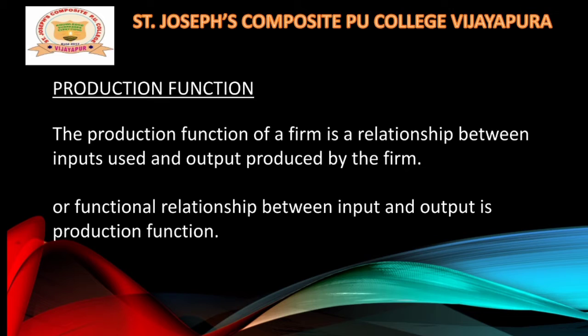The firm needs to produce output by using inputs, right? So what is this function? It is the functional relationship between input and output. If the firm wants to produce output, how do they use inputs, meaning raw materials, and how much quantity of products will they produce? That functional relationship is called the production function.